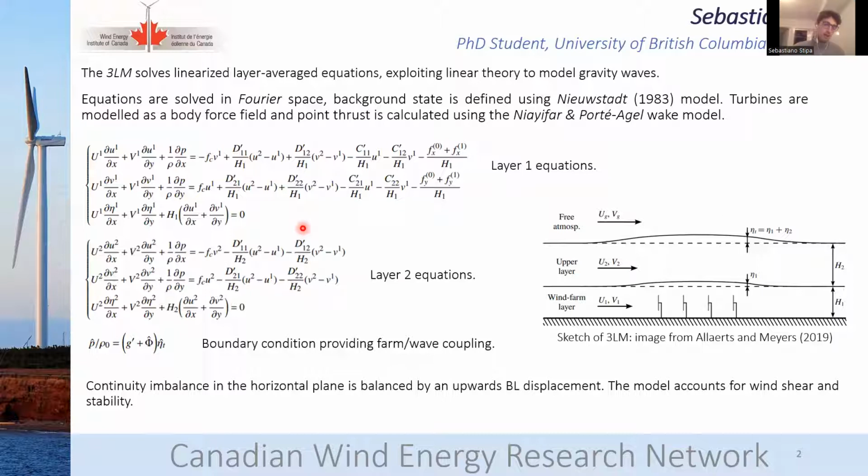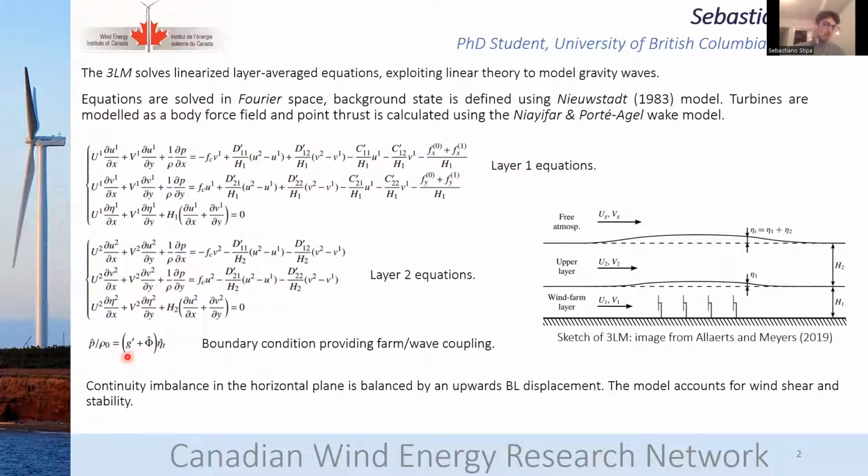Usually 5-6 iterations are needed in order to couple the wind farm behavior and the gravity waves formation. We use a boundary condition at the top of the second layer, which basically relates the boundary layer displacement eta to the pressure perturbation which is felt inside the boundary layer. This relation involves a convolution in physical space, so it's much more convenient to solve the equation in Fourier space, so that this convolution becomes multiplication.